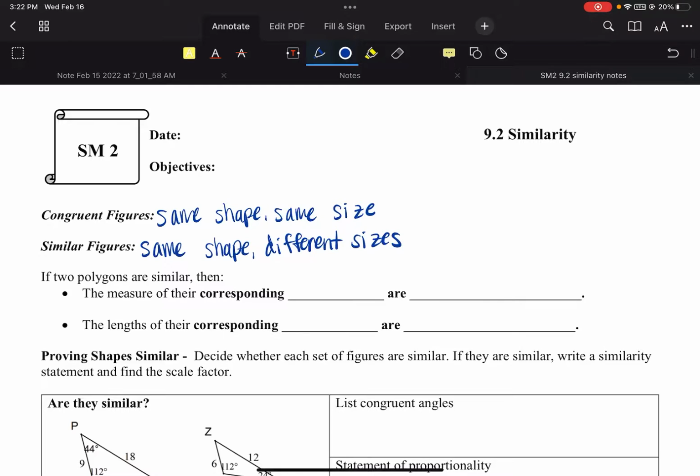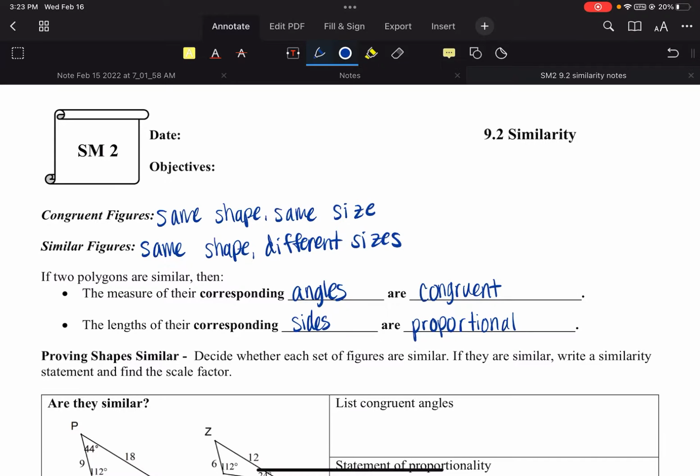So when we get into similar figures, we've got to look at the angles and the sides. If two polygons are similar, the measure of their corresponding angles are congruent. So every angle is going to have a pair in the opposite figure that's congruent with it. And the lengths of the corresponding sides are proportional. So what that means is that if one side length is 2, the other one might be twice as big, so it'd be 4. If one side's 8, the other side would be 16, so it's twice as big.